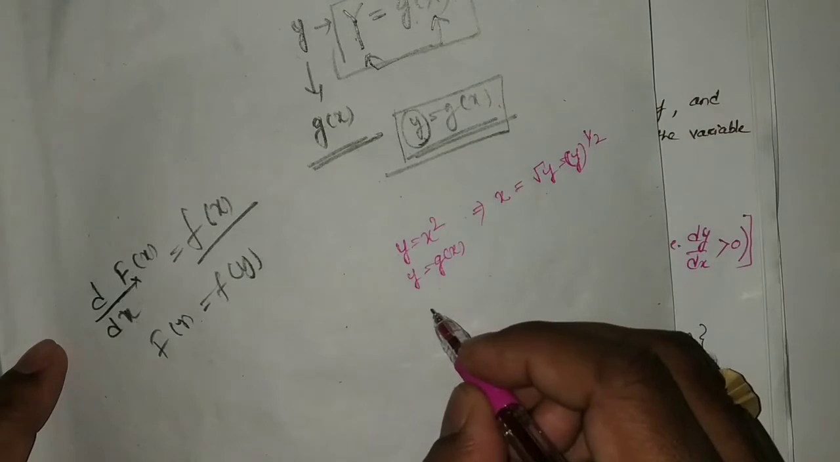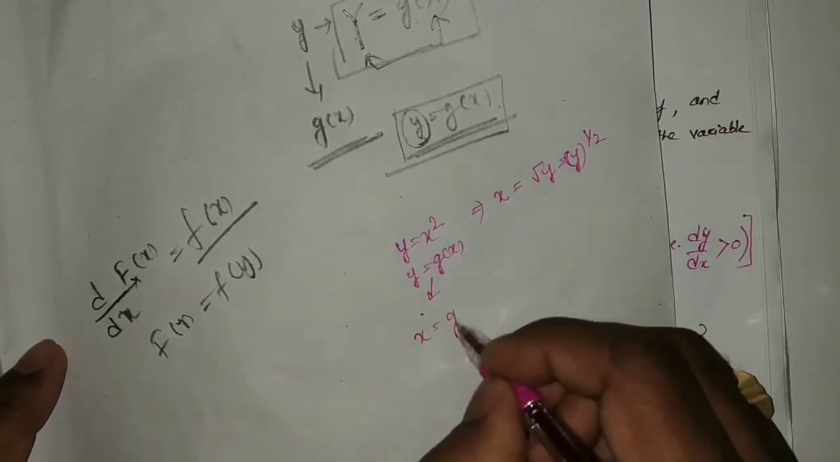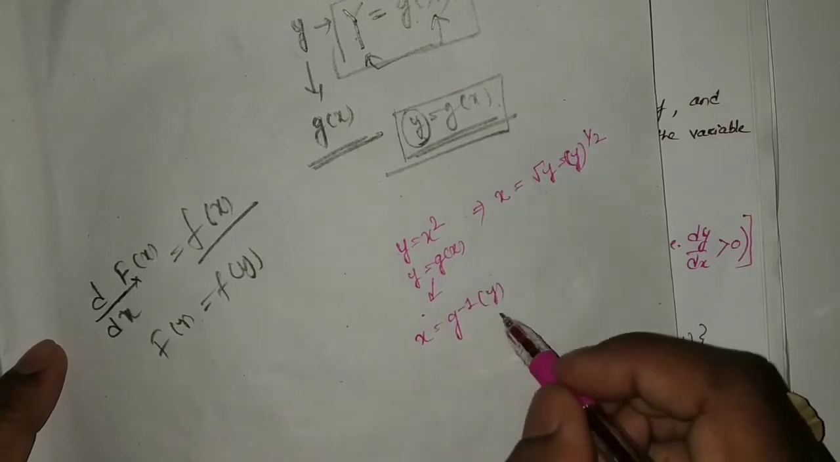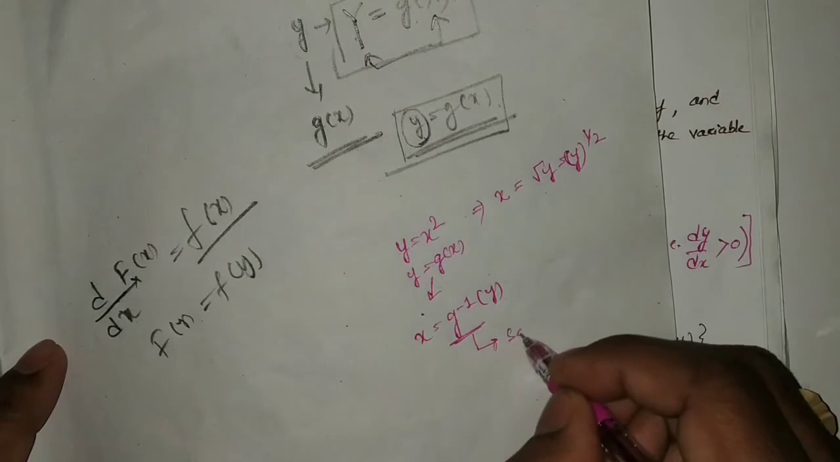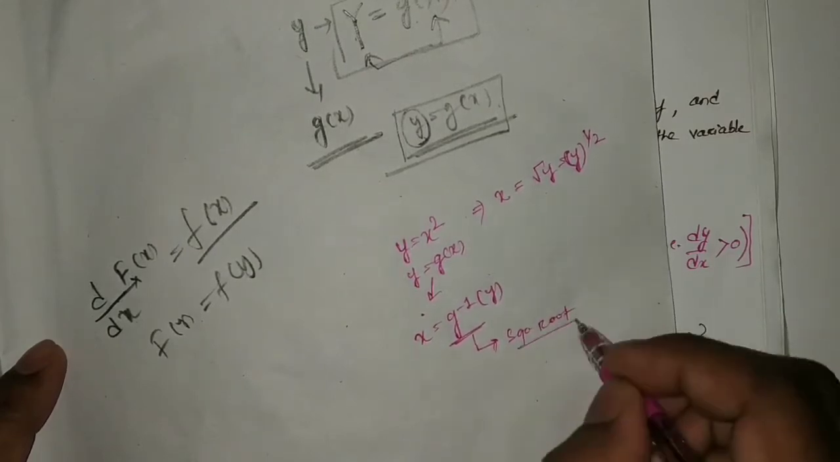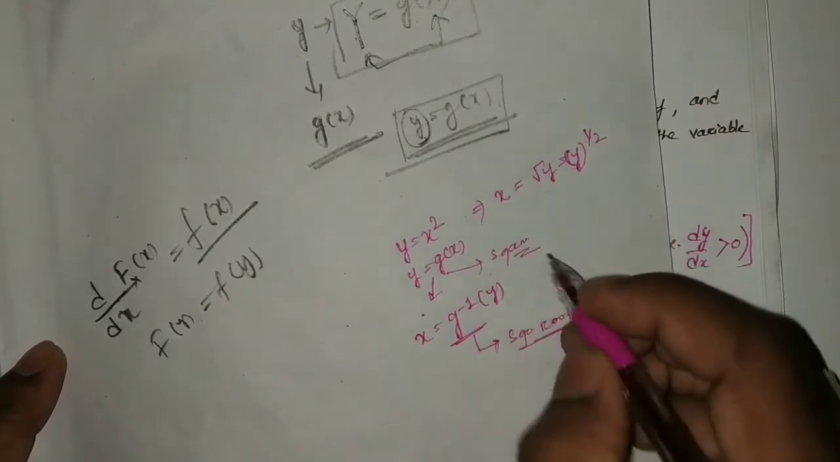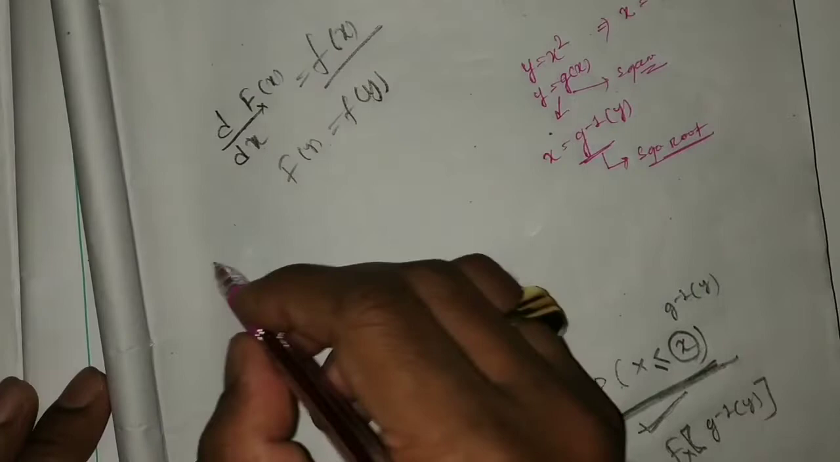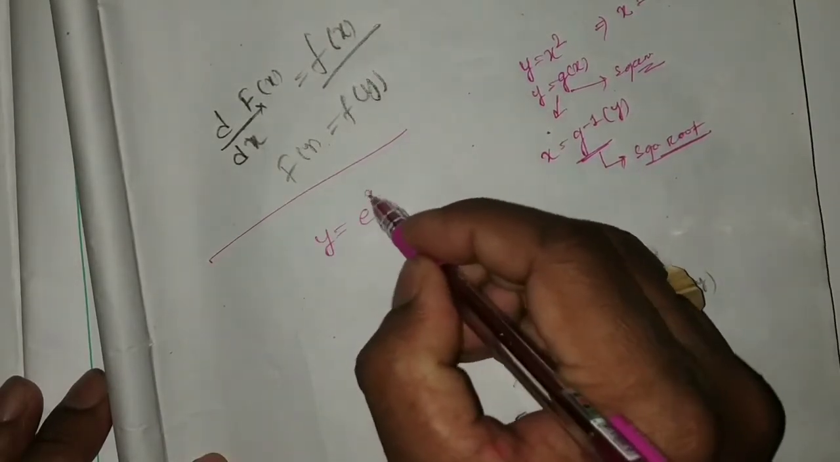So in this way it can be written as x equal to g inverse of y. Here g inverse represents the square root, and g represents the square. Likewise, you can consider, suppose y is equal to e to the power x.